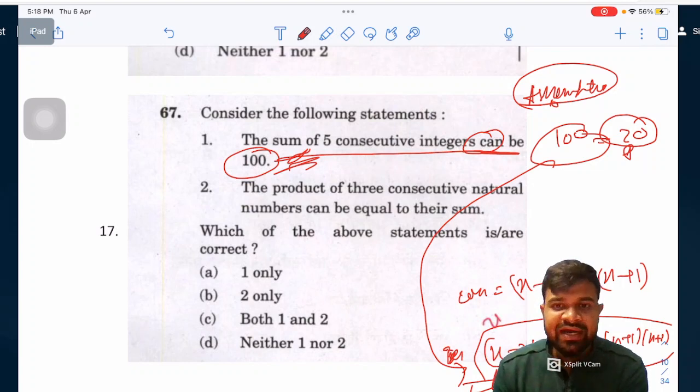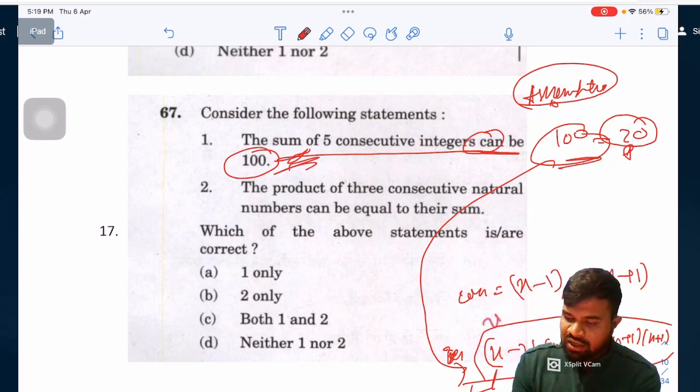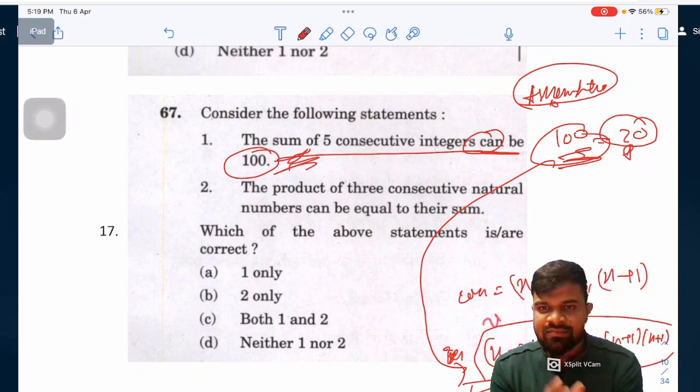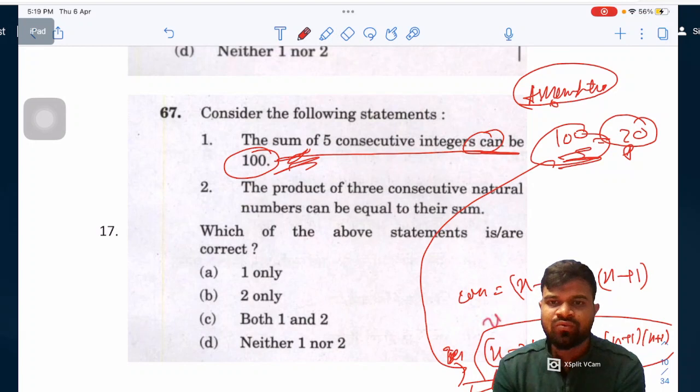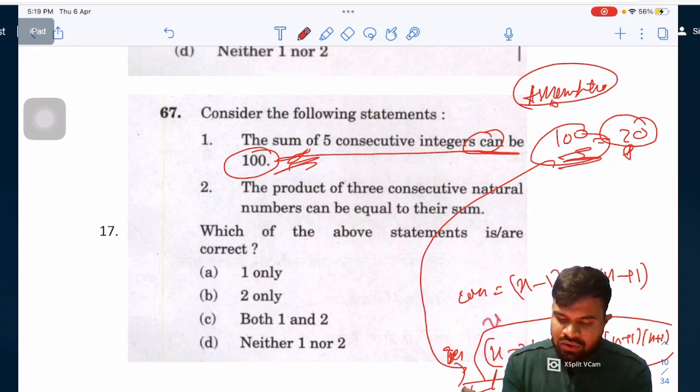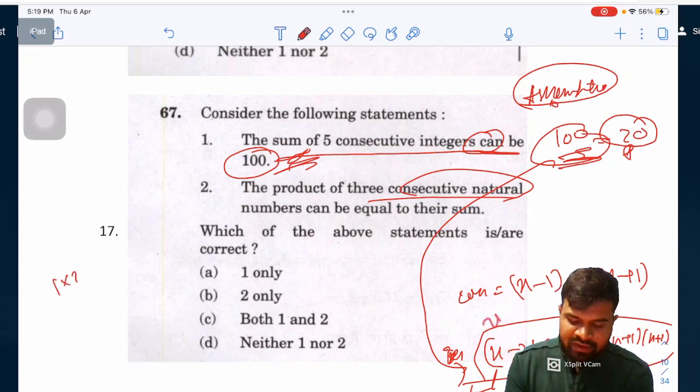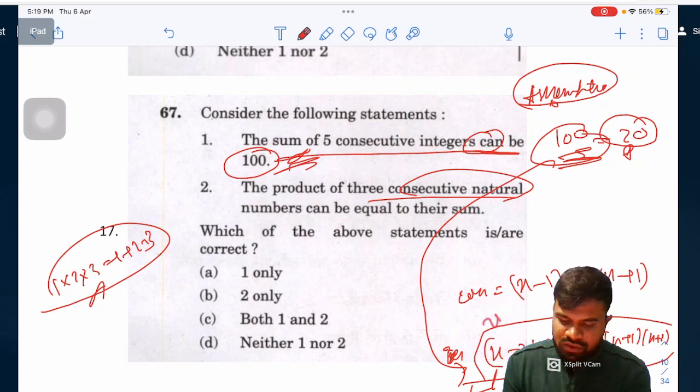But how to find those five consecutive integers? You will divide 100 by 5. You will get 20, and the integers x minus 2, x minus 1, x, x plus 1, and x plus 2. These five integers will be there whose sum will be 100. This is how you will find 18 to 22. These will be the five integers. Okay, the product of these. This we have already seen: 1 into 2 into 3 is equal to 1 plus 2 plus 3. This is how you will assume, and this is how you will check the answer.